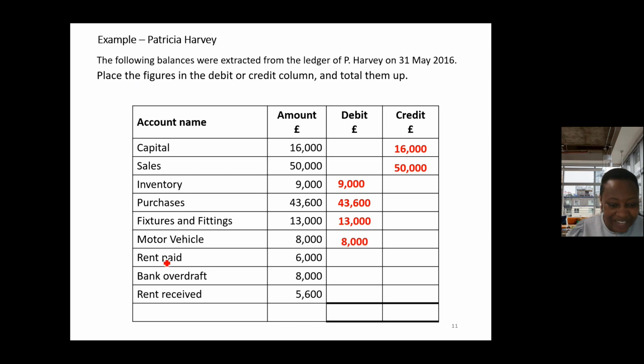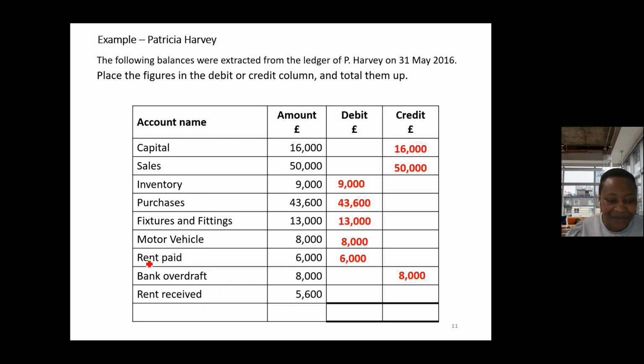Rent paid. Interestingly, we have rent paid and we have rent received. Rent paid is an expense. It means it's the money you're paying for the rent of your premises or the office space you have. An expense should have a debit balance, so we'll put that in debit. Bank overdraft means it's an obligation. You've taken a short-term loan from the bank. It's a liability, and a liability should be credited. So we put that on the credit side.